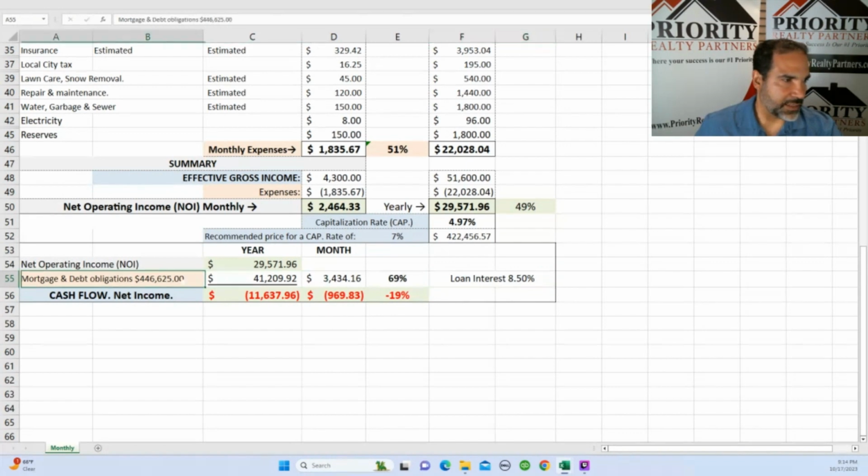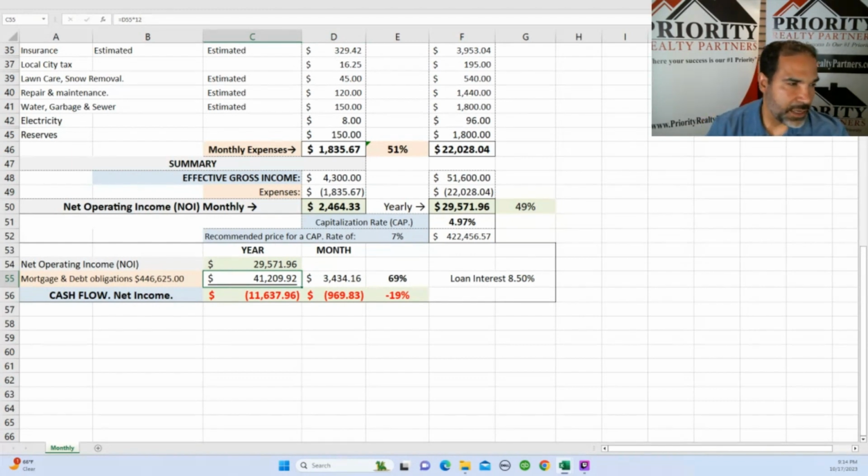If I get a loan of 75%, my monthly payment will be $3,434.16. That will give me $41,292 per year. Now, once you take that net operating income and deduct the mortgage on the property, I'll have a negative cash flow of $11,637.96. That's a net cash flow negative. So I'll be losing at a 19% rate every single year.